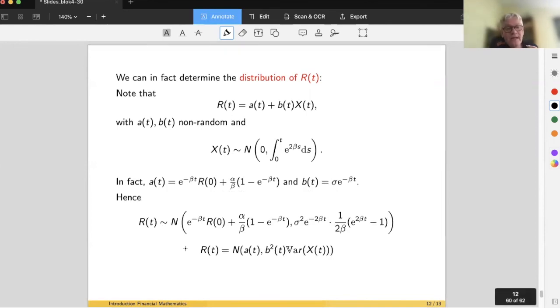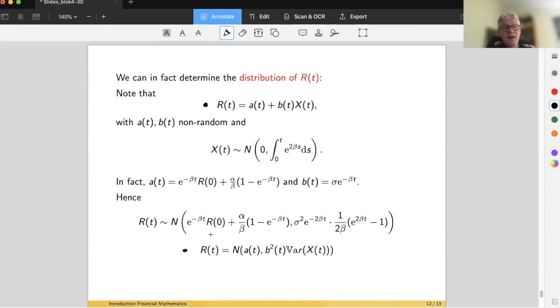Now remember that R then is in fact a normal distribution. If we have R written like this, then it is a normal distribution, because this is just a deterministic function of time, and this one is normally distributed. It is shifted, if you wish, and it is scaled. So R is a normal distribution. It has mean a(t), because X has mean 0, and it has variance b(t) squared times the variance of X.